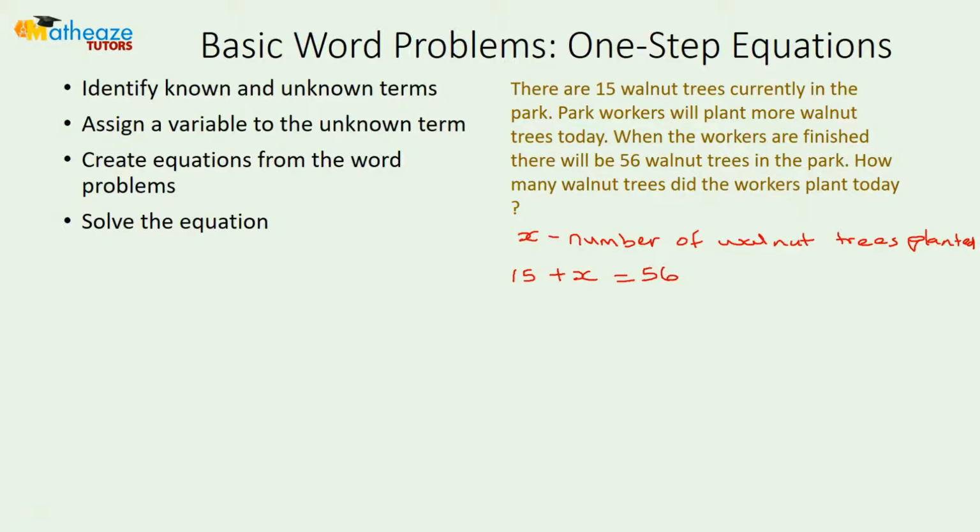total trees. So this is the equation that we have formed. Now we're going to solve the equation. Simplest way to do it is subtract 15 on both sides. So x equals 41. So there were 41 walnut trees planted.